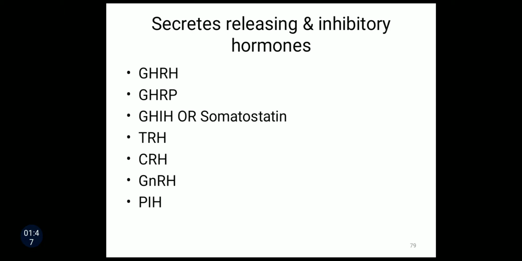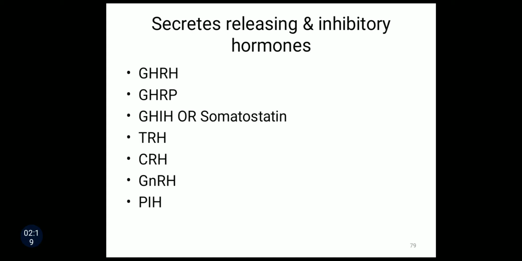Then the next one is TRH. TRH is thyrotropin releasing hormone. Then next one is CRH. CRH is corticotropin releasing hormone. Then next one is GnRH. GnRH is gonadotropin releasing hormone. Then the last one is PIH, that is prolactin inhibiting hormone. So by secreting these hormones, hypothalamus controls the anterior pituitary.